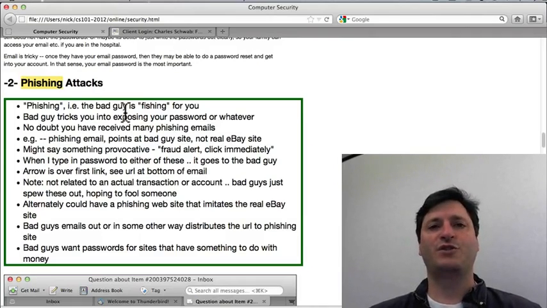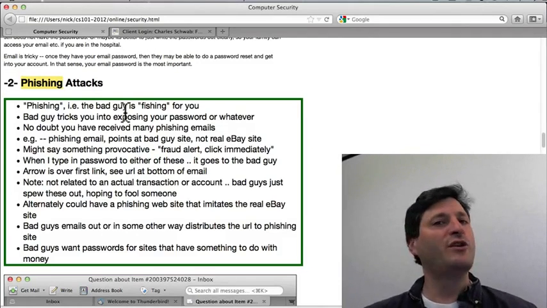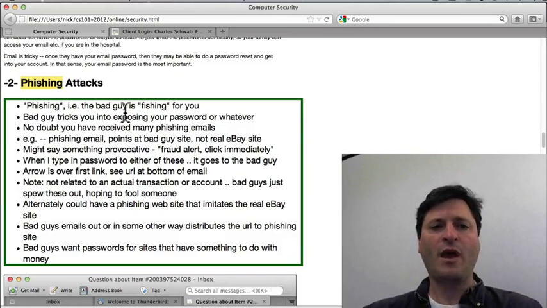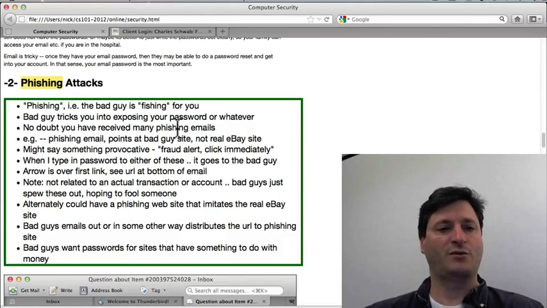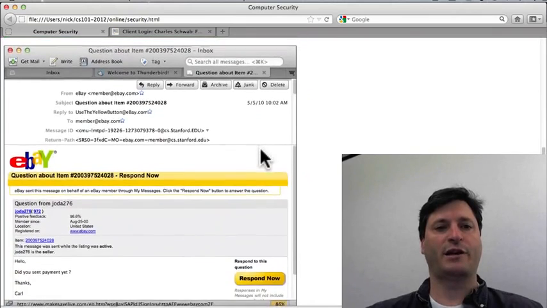So no doubt you've received many emails that claim to be from eBay or PayPal, right? Again, anything to do with money, where really those are phishing attempts, trying to trick you into giving up your password. The email might say something provocative to try and get you to click. It might say, fraud emergency, click now, or whatever, something to try and get you to react in the moment. So I'll scroll down here and show you. This is an example of a phishing email I got.